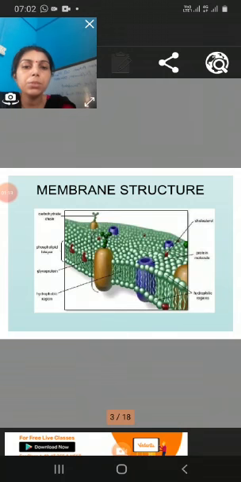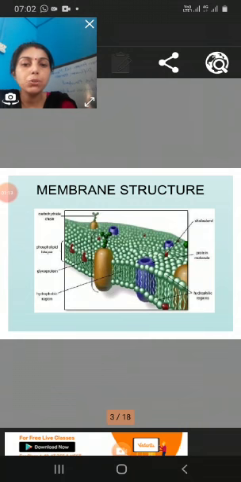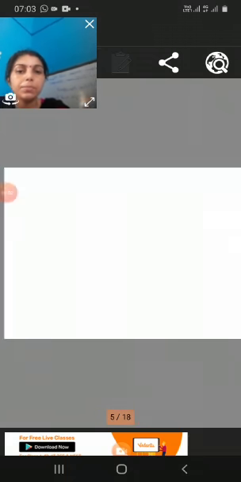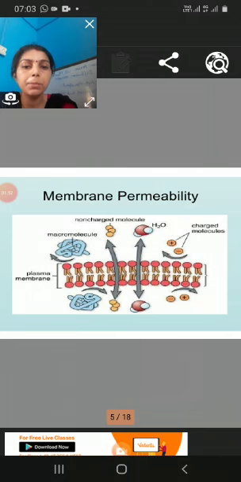The membrane structure was given by Singer and Nicolson in 1972, which was expressed as the fluid mosaic model. The membrane is a semi-permeable membrane. That is, it allows some of the molecules or some of the substances to cross freely, while for some materials it is impermeable. So it is a semi-permeable membrane.